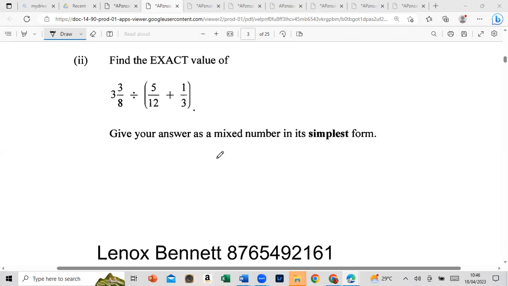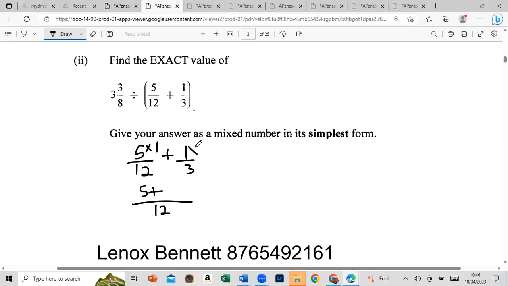Alright, let's go now. So it says, find the exact value of 3 and 3/8 divided by 5 over 12 plus 1 over 3. It's in brackets, so we're just going to work out the bracket part first. So it says 5 over 12 plus 1 over 3. Find the LCM of 12 and 3. Once you're adding and subtracting, you find the LCM. So the LCM would be 12. 12 into 12 goes 1, so we multiply by 1. So that's 5. 3 into 12 goes 4 times, so we multiply 1 by 4, which is 4. And this gives us 9 over 12. We don't have to simplify it if we don't want to.